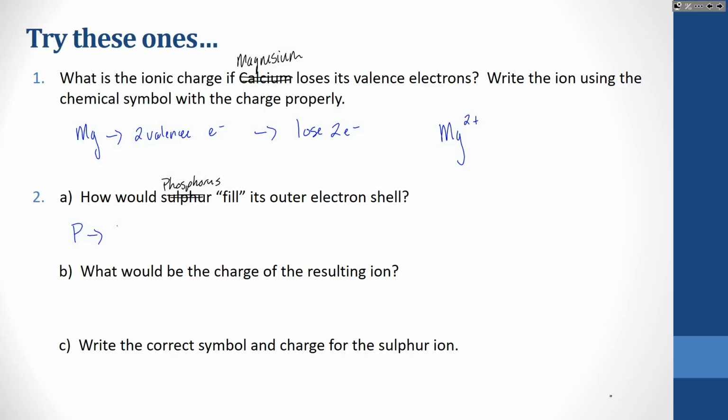Phosphorus is in column number 5. So it has 5 valence electrons. So it could lose 5, but it's easier to gain 3 electrons. So now if phosphorus gains 3 electrons, then its charge would be a 3 minus charge. And then the symbol would be phosphorus, P, with a 3 negative.